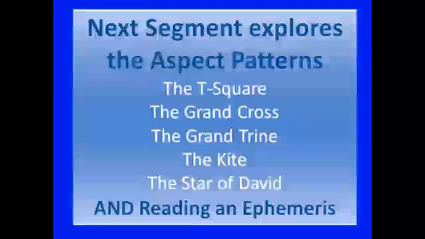So when we go to the next recording, I'm going to re-look at some of the aspect patterns because we just touched on them in this class, and then I'm also going to share with you how to read an ephemeris. And when we get to the reading of an ephemeris, you'll really need to know the symbols. So if you haven't learned the symbols, you might want to go back and refamiliarize yourself with them, because when we look at the ephemeris, it's all done in symbols, and knowing the symbols will help you. The symbols for the signs, the symbols for the planets, and also the symbols for the aspects can be helpful in reading the ephemeris.